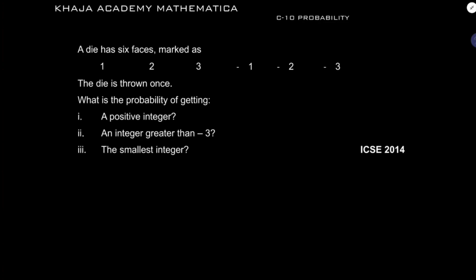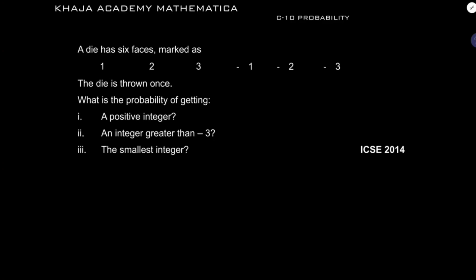A die has 6 faces marked as 1, 2, 3, -1, -2, -3. The die is thrown once. What is the probability of getting a positive integer, an integer greater than -3, the smallest integer?